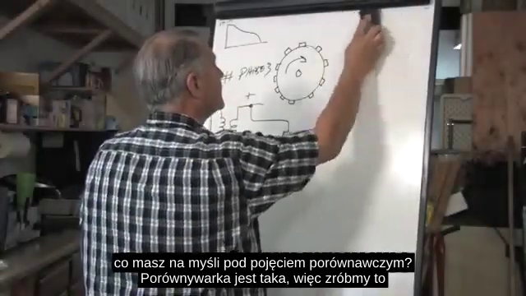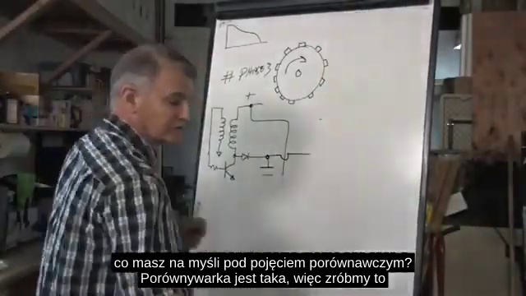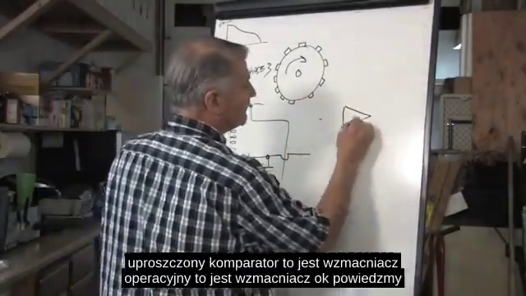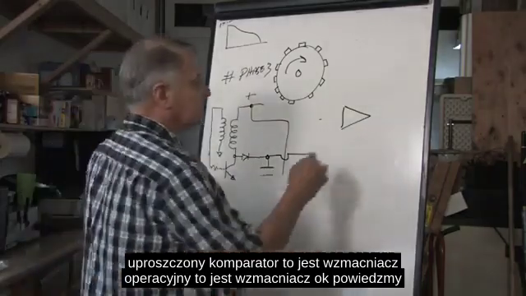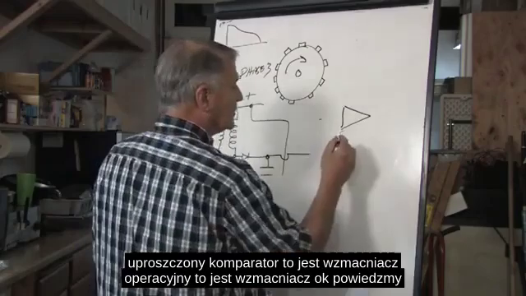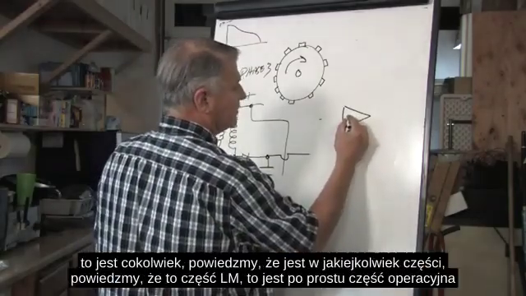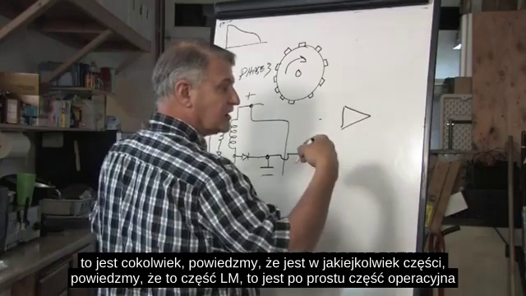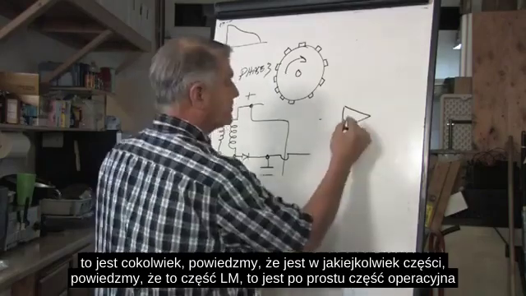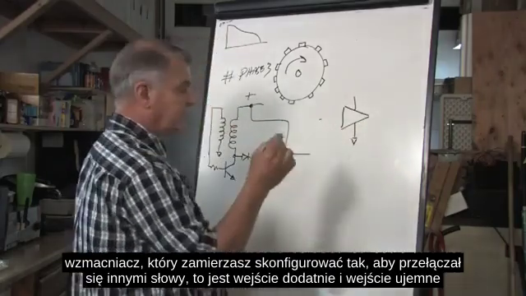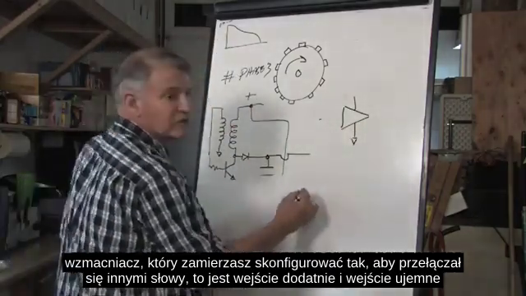What do you mean by the term comparator, John? A comparator is such. So let's just do a simplified comparator. This is an operational amplifier. It is an amplifier. Let's say it's anything, an NE part or an LM part. It's just an operational amplifier that you're going to set up to switch.